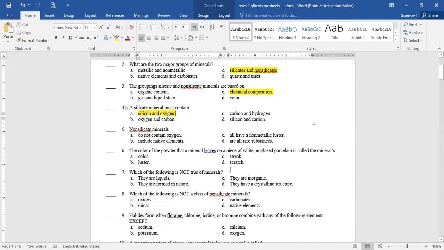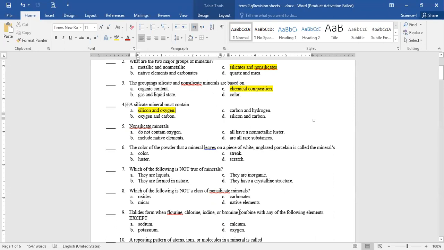Good. Non-silicate minerals. Okay, so what non-silicate minerals? Who can answer this? Okay, yes, Kinsey? B. B, good. Include native elements. So this one is very important because most students make a mistake and say they do not contain oxygen. Actually, we said no. Non-silicates could contain oxygen. There is actually a subgroup of non-silicate minerals called oxides. Do you remember, guys? So oxygen could be found in non-silicate minerals, but here non-silicate minerals include the native elements.